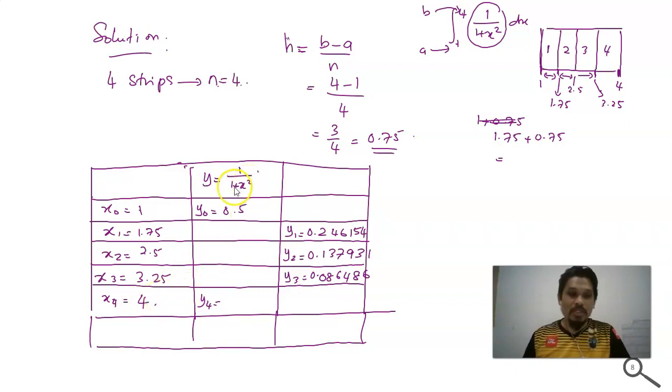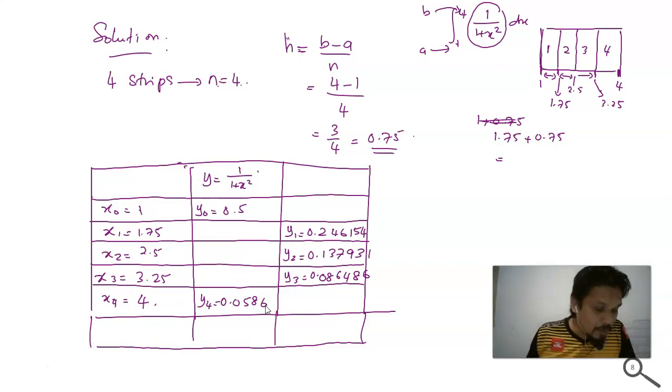And when x equal to 4, 4 squared equal to 16, plus 1 is 17. 1 over 17 equal to 0.0588. Okay class, why did I separate y0 and yn, or y4, on one side and the rest on the other side? There is a reason for this.